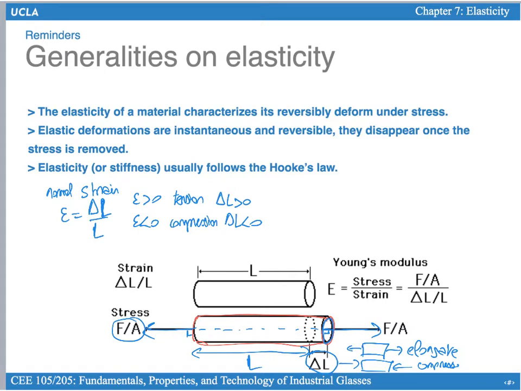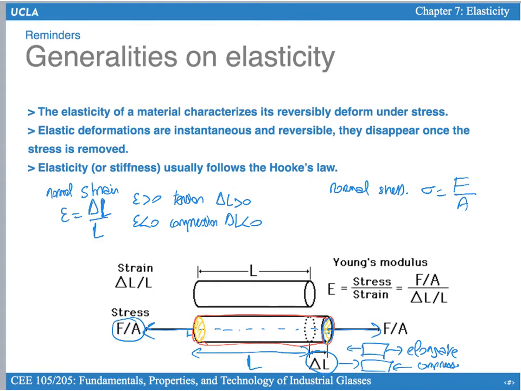Then the question is, how does it relate to the stress? In this case, we are applying a normal stress. The stress is the force per unit of surface. So the stress is defined by the force divided by the area over which the stress is applied. In this case, the area is the cross-section of the cylinder. This is the area over which the force is applied.